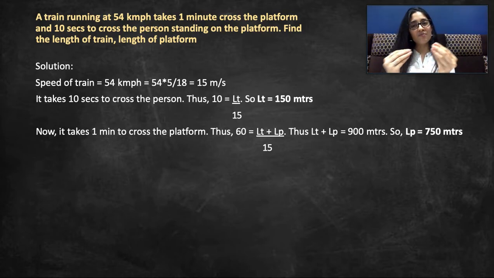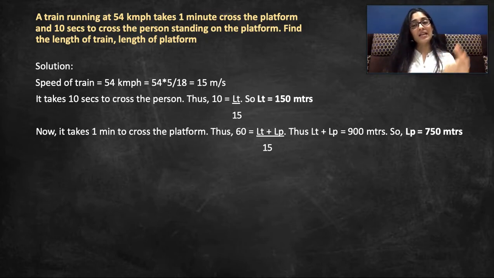Now because we have minute and seconds, I am going to first convert the speed of train from kilometers per hour into meter per second. So that's 15 meter per second. Now it takes 10 seconds to cross the person, which is why 10 is going to be length of train upon speed of train, which is 15. So length of train will be calculated as 150 meters.